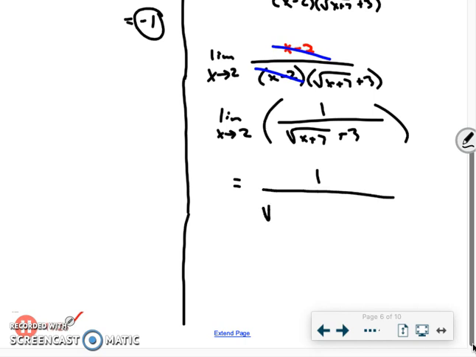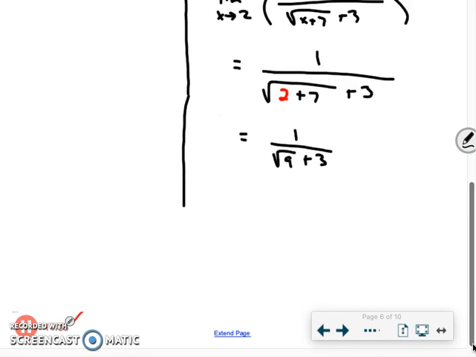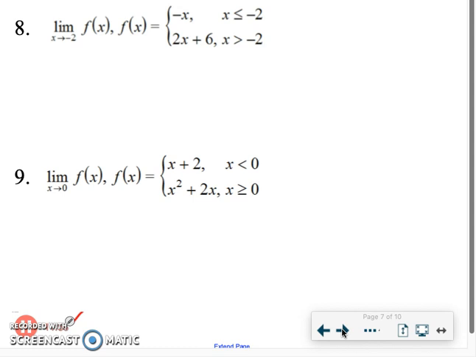So 1 over the square root of x plus 7 plus 3. But as we said, we're directly going to apply. And now we're looking at 1 over the square root of 9, excuse me, plus 3, which is 1 over 3 plus 3, which, of course, is 1/6. So hopefully we're recognizing and understanding that, yeah, there were a lot of extra steps that we had to take there, but they were all necessary in being able to use our direct substitution.